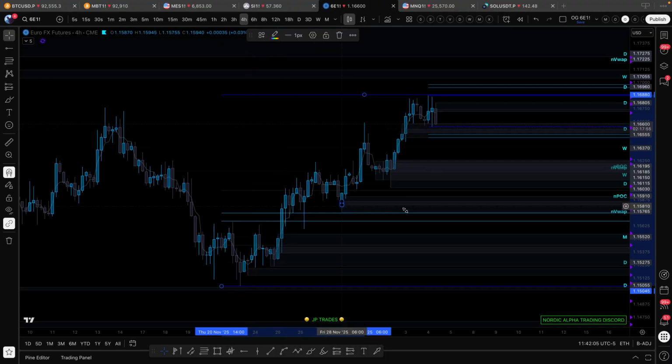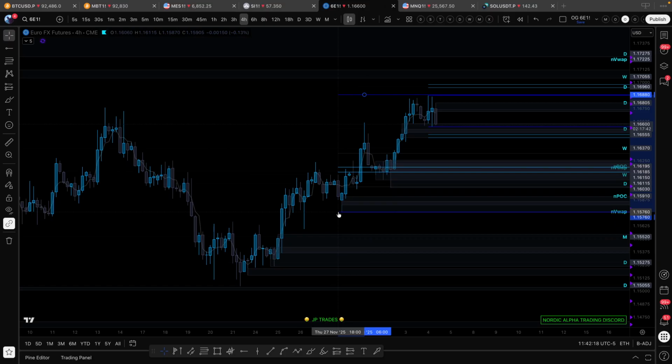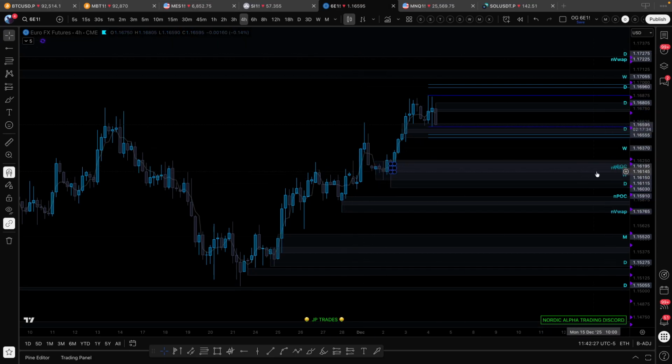Let's see where the golden pocket is. We do see the golden pocket right at this naked VWAP here. And the 786 aligns with this monthly as well as this order block down here. If we were to take it from this low, you do see your golden pocket right around this order block as well. So I do like this one.